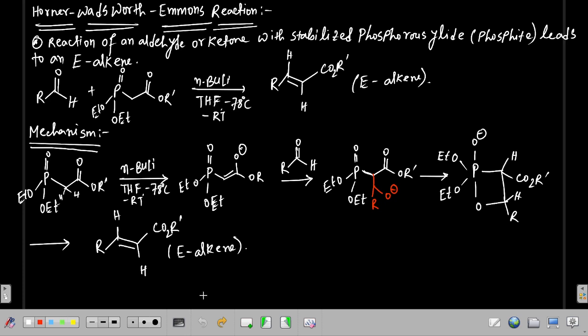Welcome to the video of important name reaction part 2. So we will start with the reaction named as Horner-Wadsworth-Emmons reaction. This is a reaction of an aldehyde. This aldehyde will convert to the E-alkene in presence of n-butyl lithium as a base and phosphonate as a reagent.